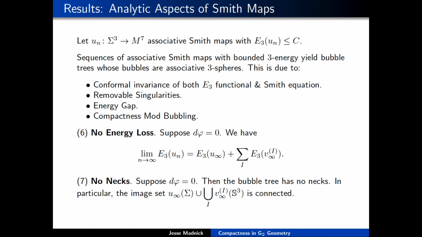And moreover, we're able to demonstrate that the bubble tree has some very nice properties, just like in the J-holomorphic map case. Here we assume that phi is closed, though it's likely possible that we can remove this assumption. So if the G2 structure is closed, we're able to show that there's no energy loss in the bubble tree limit. That is to say that the remaining energy, the 3-energy I should say, is completely captured by the bubble maps. And moreover, the bubble tree has no necks, in a sense that is made precise in the paper.